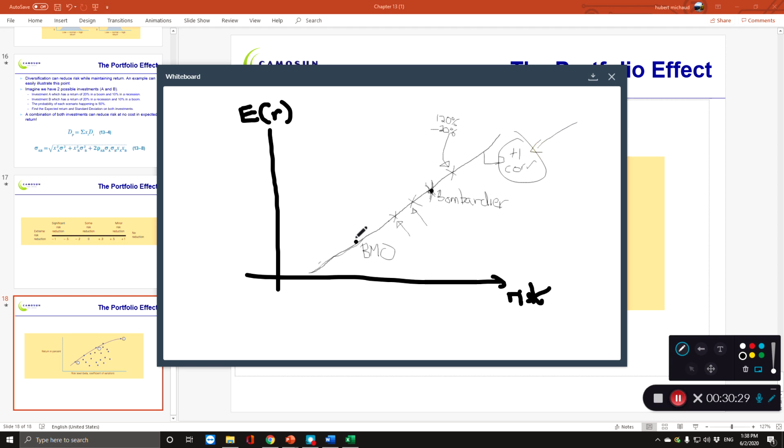You might want to buy shares of BMO, or you might want to buy shares of Bombardier, but that's going to depend on your risk preference. Any of these portfolios here are valid portfolios, and they all just depend on what your risk tolerance is. Some people are willing to take a lot of risk and get a high rate of return, but because the correlation is 1, we don't get any benefit from diversification.